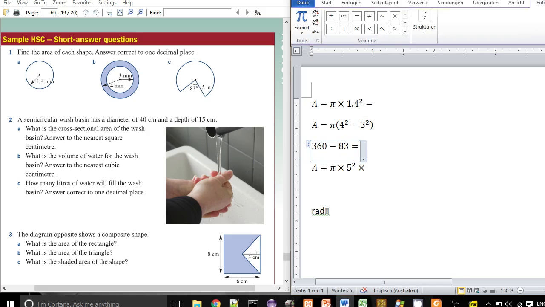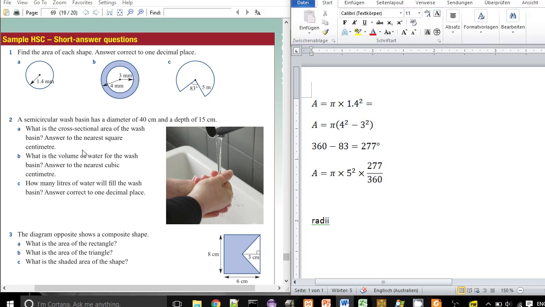So I think it's 277 degrees. Okay, so it's going to be 277 out of 360. It's most of a circle, but not quite. In fact, it's about 3/4 of a circle. That's what you do for that one. Okay, so that's A, B, C, whatever they equal.